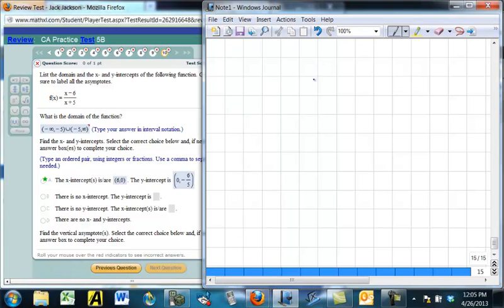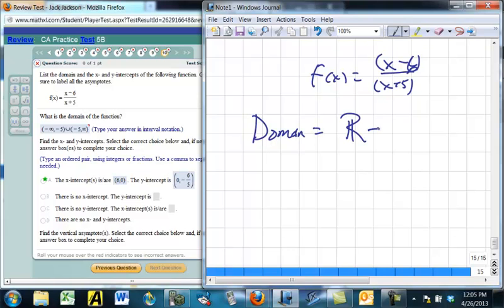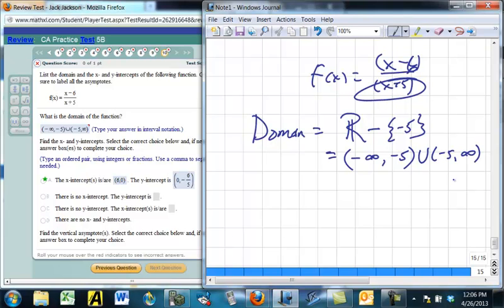Here's another one. F of x equals x minus 6 over x plus 5. Okay, find all kinds of cool stuff about this. Well, the domain is going to be all reals except for what makes the bottom 0, which is -5. In interval notation, that's -infinity to -5, union -5 to infinity. And that's the domain. They want it in interval notation, so they want it in this form.